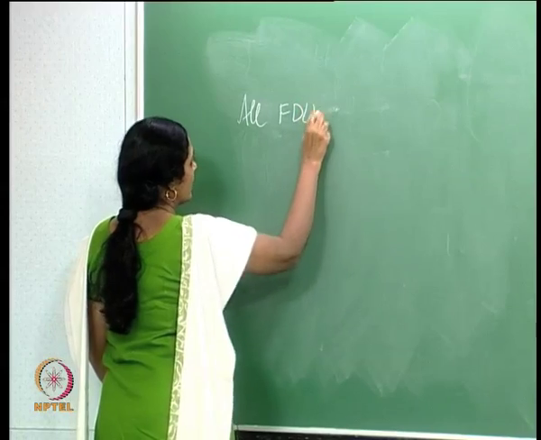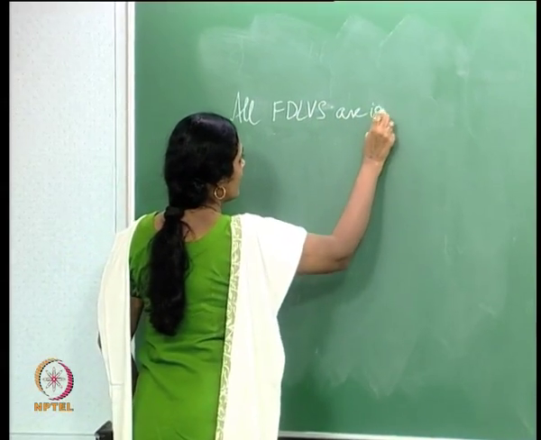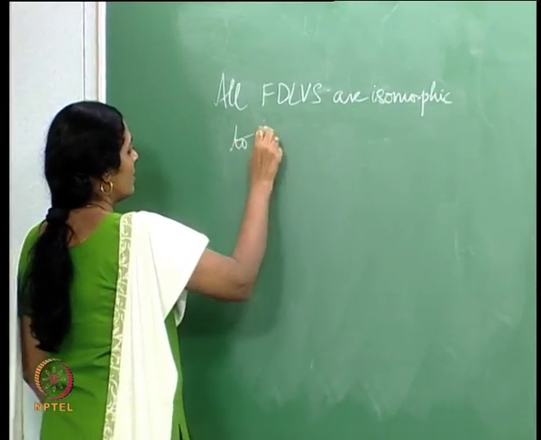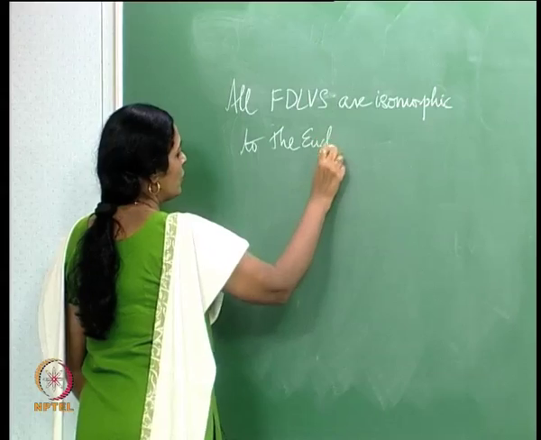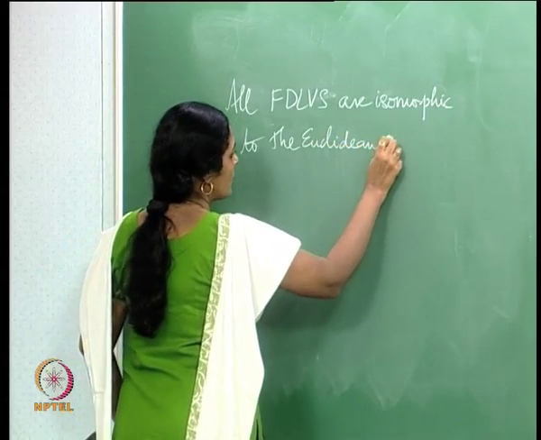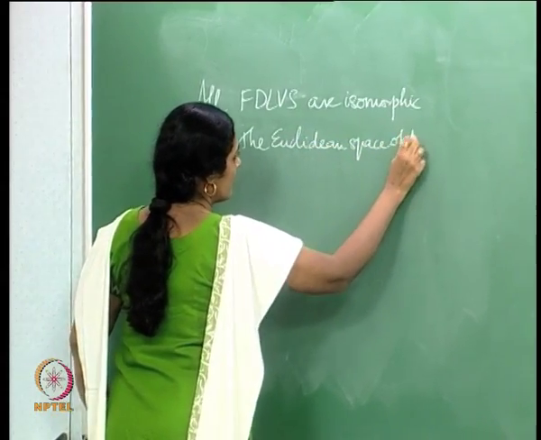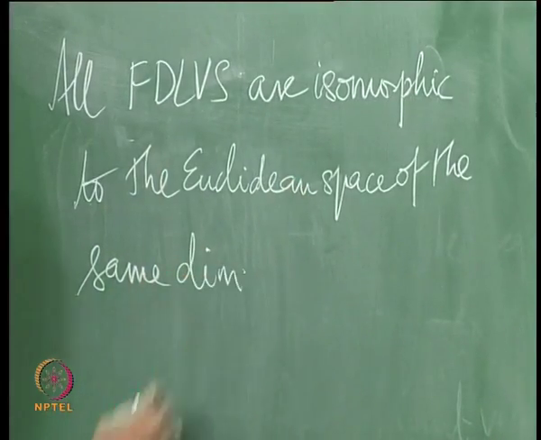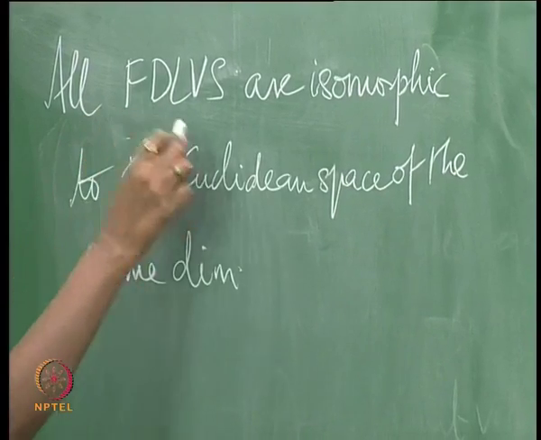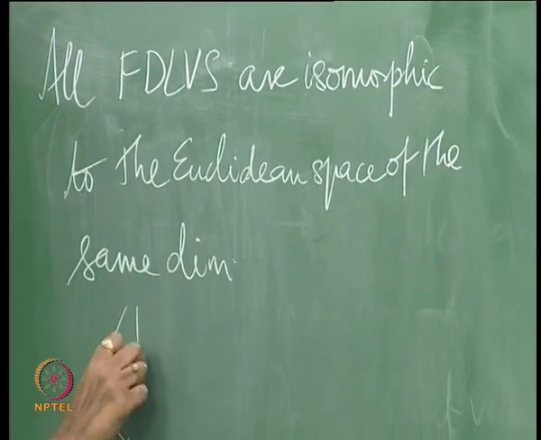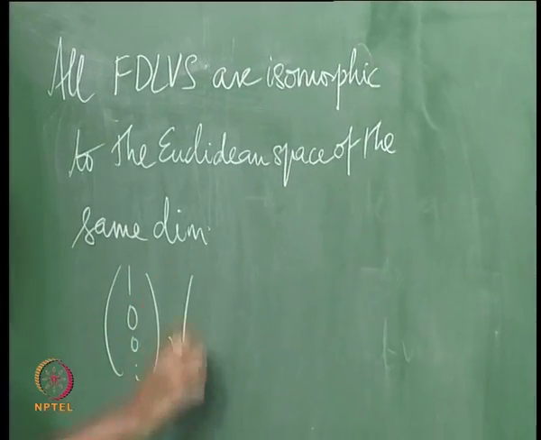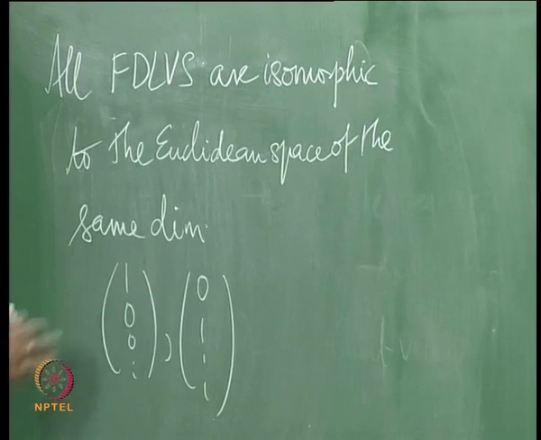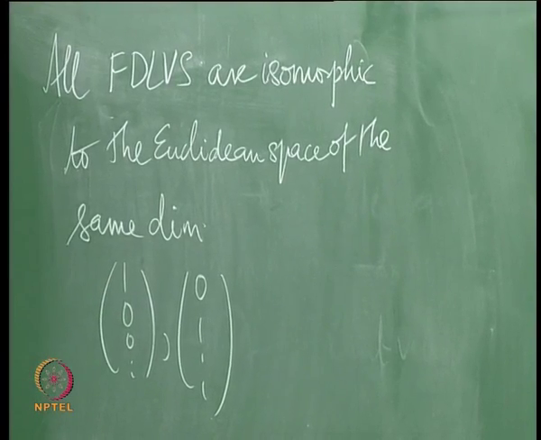Finite dimensional linear vector spaces are isomorphic. That means that there is a one-to-one mapping to the Euclidean space of the same dimension. In other words, in a Euclidean space, I would choose basis states 1, 0, 0, 1, and so on, and the number of entries here would depend upon the dimension of the Euclidean space.